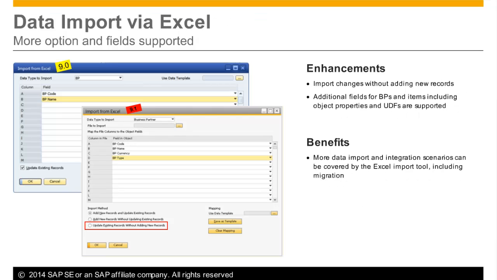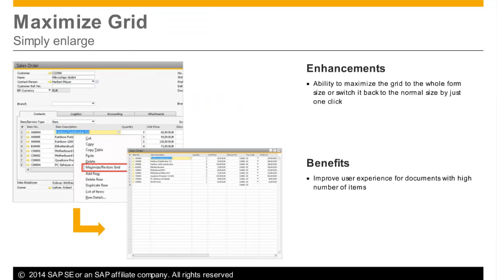The Excel data import tool has been enhanced to include more fields and the option Update existing records without adding new records. More data import and integration scenarios can be covered by this tool. In case a user has to deal with transactions with a large number of items, he can enlarge the item table to the full size of the screen. This will give a better overview of the item lines and make editing more comfortable.